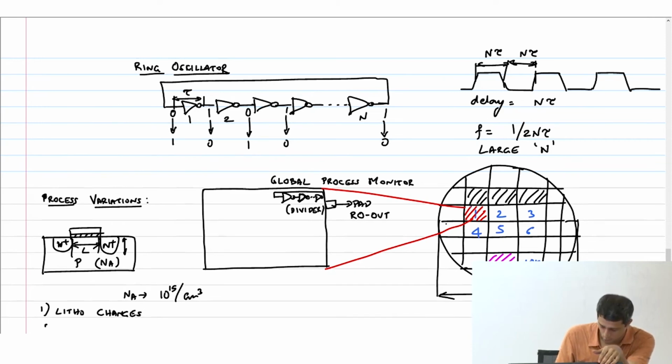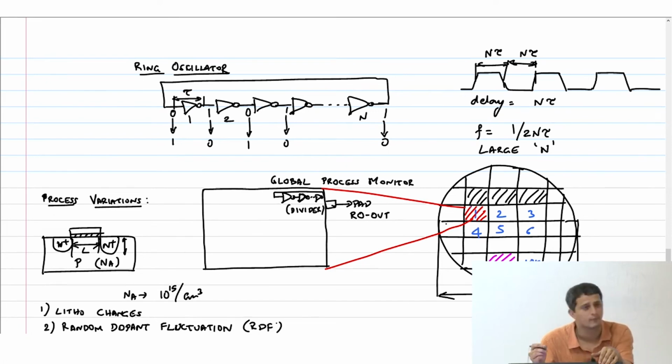Two is called random dopant fluctuation, RDF.